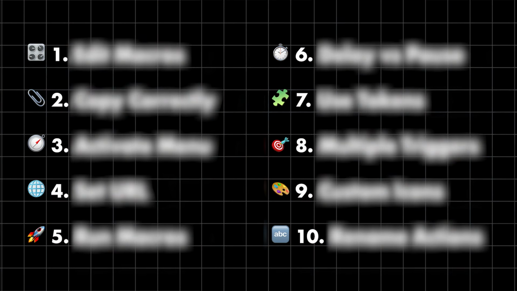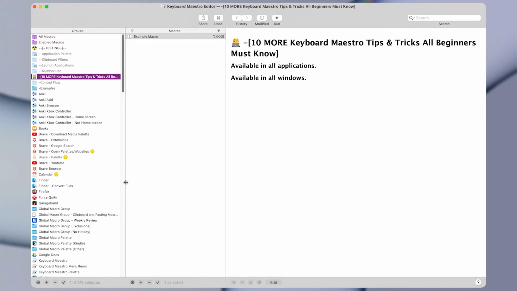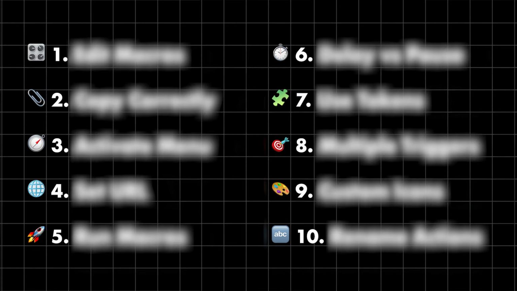Here are 10 more things I wish I'd known when I started using Keyboard Maestro over half a decade ago. These tips and tricks will help you make better macros, and better macros will help you stop wasting time on your work. Beginning with tip number 1, which is to start editing macros.